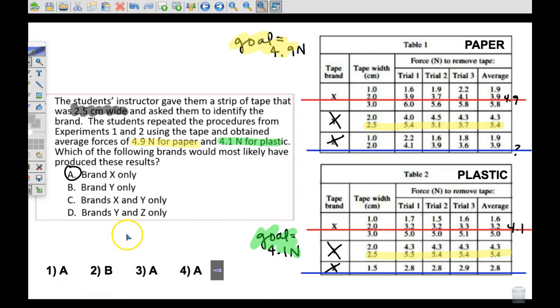So to recap, our answers for this week's CPW Science are 1A, 2B, 3A, and 4A.